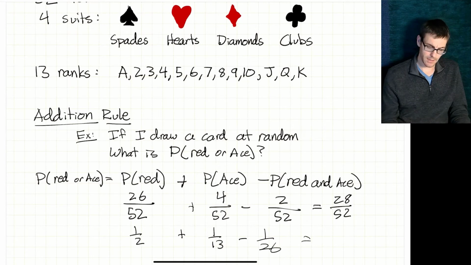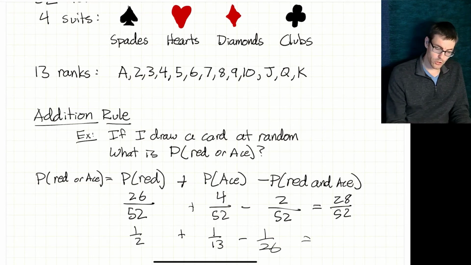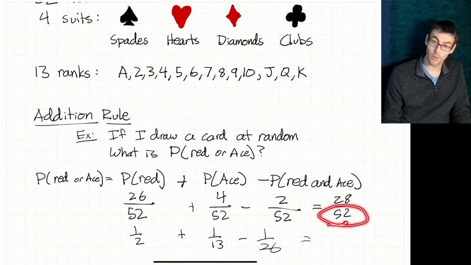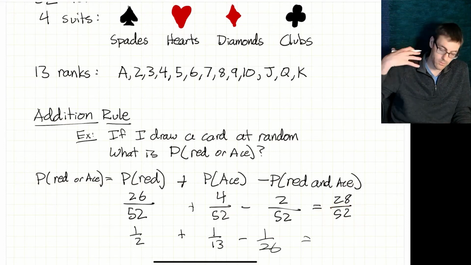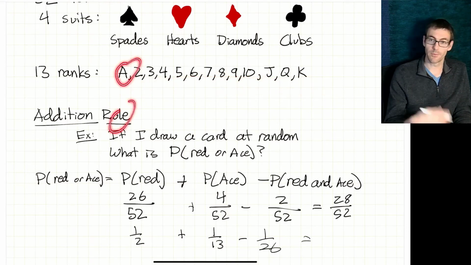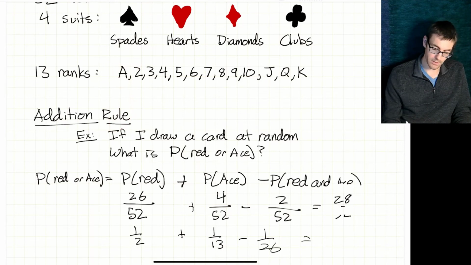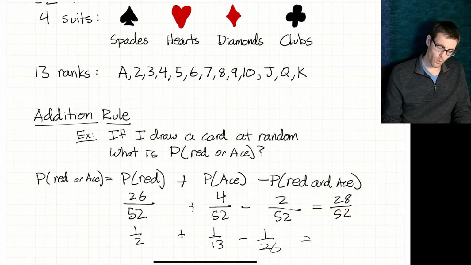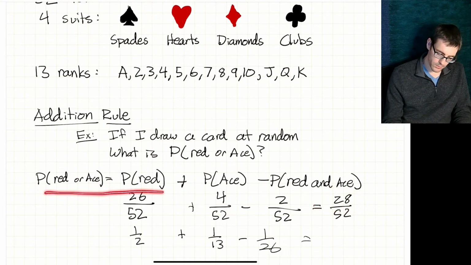We could have also gotten here by just counting up. So we have our total of 52 cards. We can go the direct route and say how many of them are red or aces. And we could have added them up that way. So maybe we have 13 red, 13 hearts, 13 diamonds, and then adding up the 2 additional aces should also give us the 28. Cool.